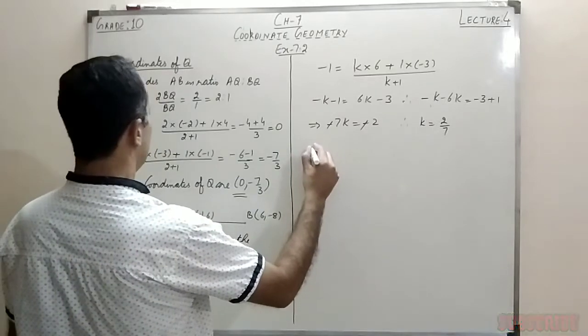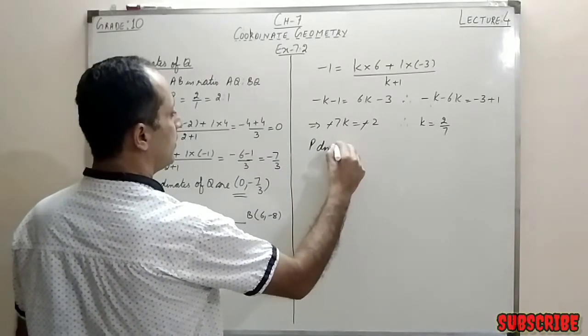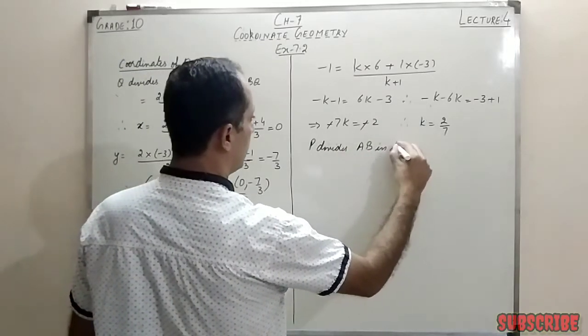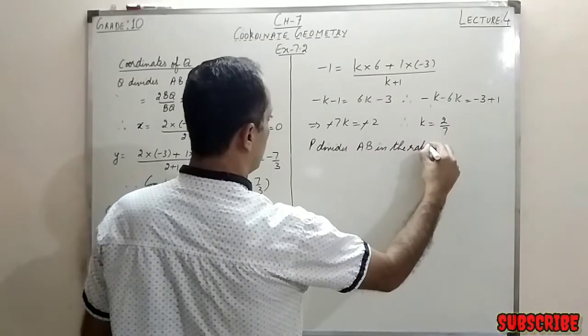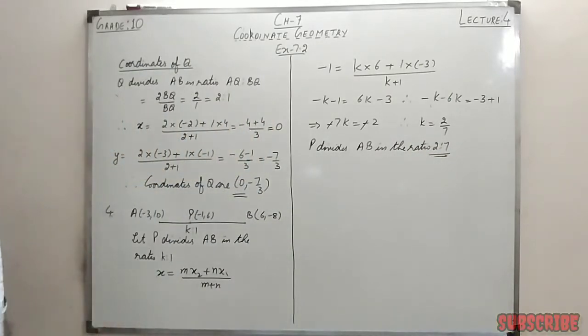So P divides AB in the ratio 2 is to 7. Right, so this is the way. Now let's see the next question.